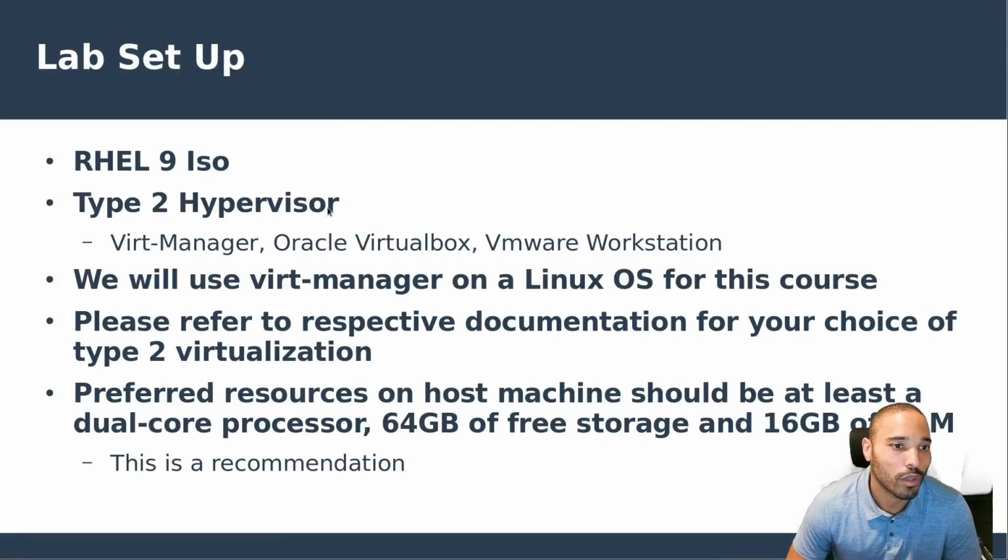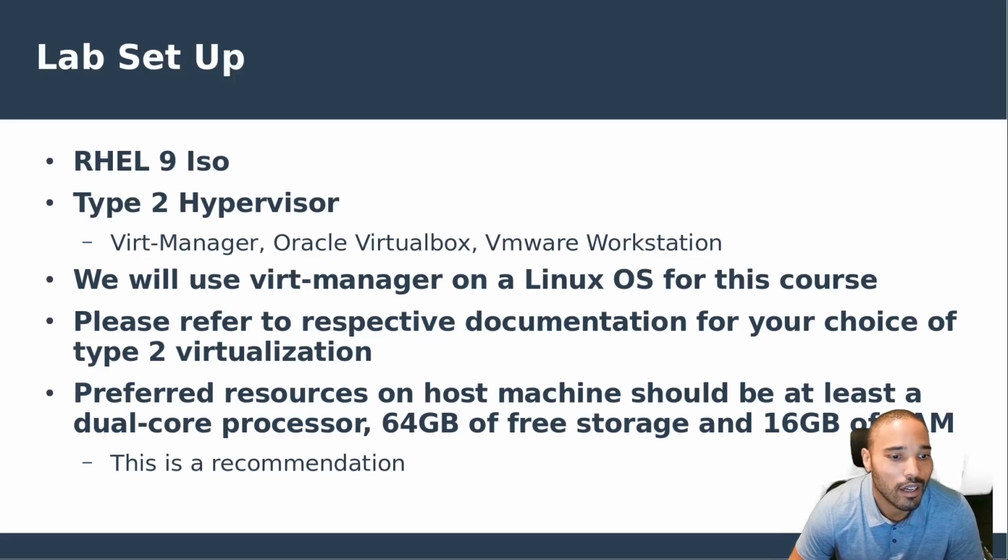And lab setup, so we're going to need the RHEL 9 ISO and a Type 2 hypervisor. Some examples are Virt Manager, VirtualBox, and VMware. In this course, I'm just going to be using Virt Manager on a Linux OS. And then I have here, please refer to the respective documentation for your choice of Type 2 virtualization, because you're probably going to have to troubleshoot some things. For example, the resolution is incorrect, like the text is really tiny, or maybe some other issues, like some storage issues.